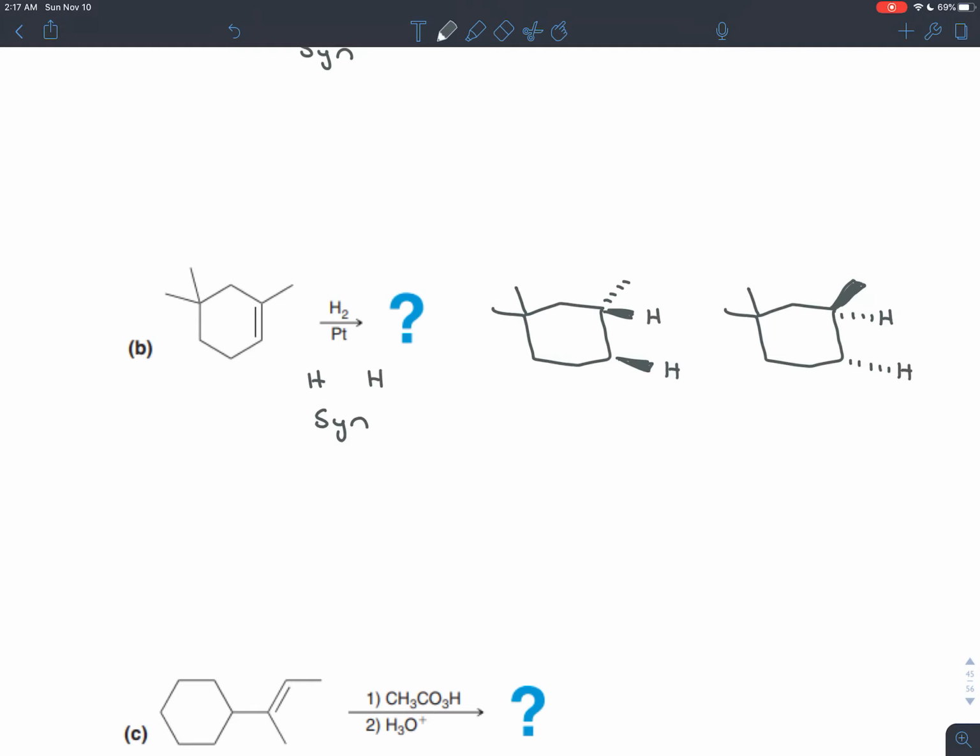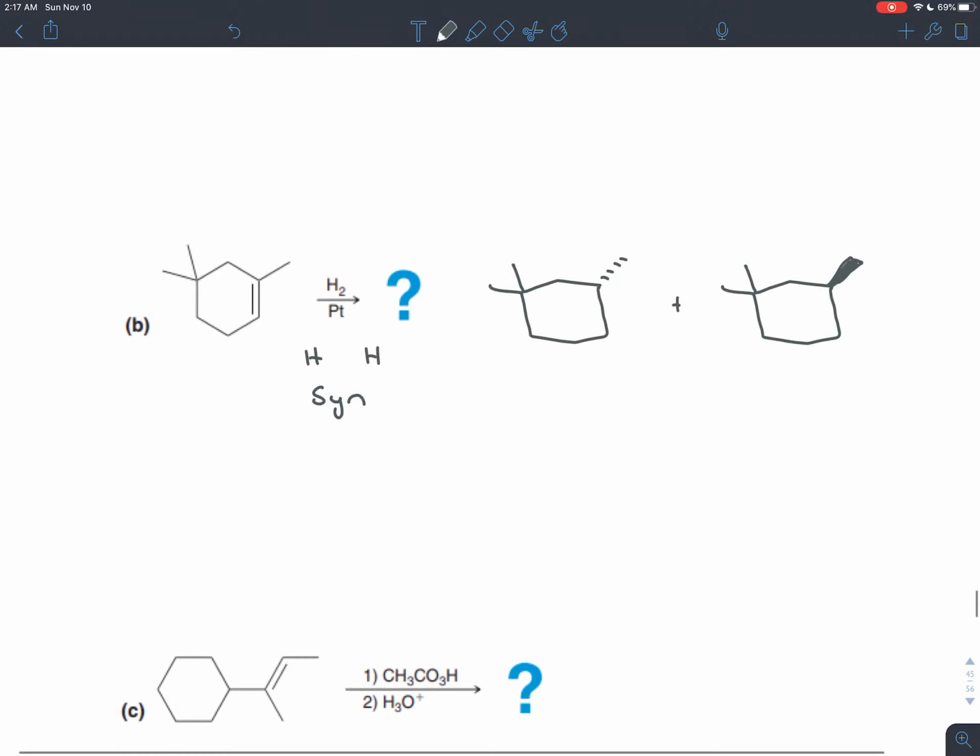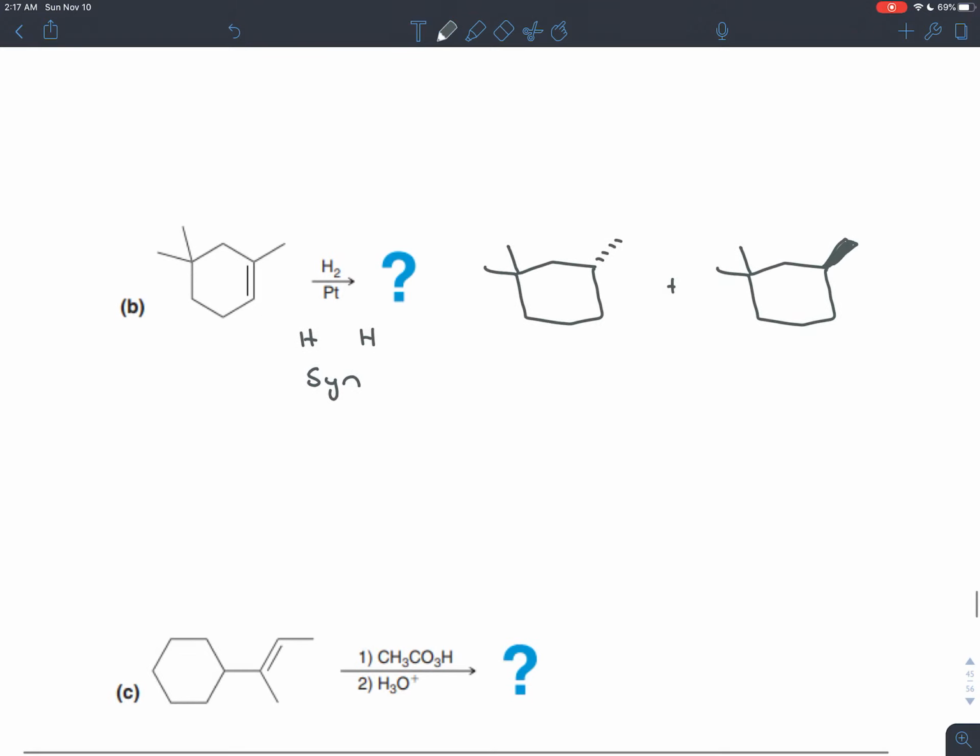Notice the hydrogens add syn. And because this is a skeletal formula, you could just erase those hydrogens at the very end. So these are the 2 products you'd get. You'd get them in a 50-50 racemic mixture when you do this hydrogenation.